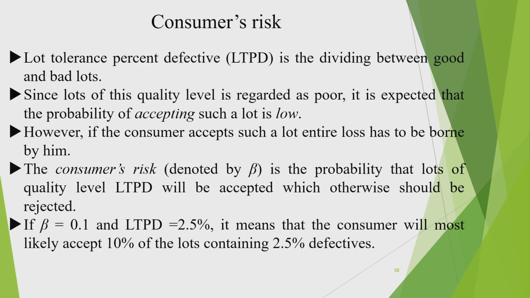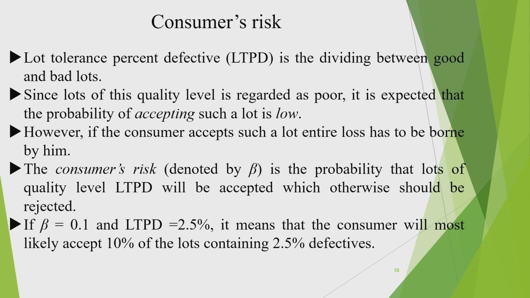About consumer's risk, we sometimes define lot tolerance percent defective as the dividing line between good and bad lots. Since lots of this quality level are regarded as poor, it is expected that the probability of accepting such a lot is low. So he will fix some lot tolerance percent defective. However, if the consumer accepts such a lot, the entire loss has to be borne by him.